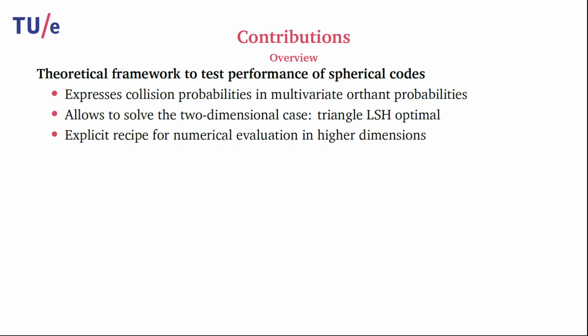Okay, so just to summarize the results that I mentioned here, and this is also the last slide, to give you an overview of the contributions. First of all, there's a theoretical framework to test the performance of any spherical code, where we express the collision probabilities that we care about in terms of these multivariate orthogonal probabilities of multivariate Gaussians. This actually allows us to solve the 2-dimensional case explicitly, and we can conclude that triangle hashing is actually optimal there. And it also gives you a recipe to at least do a numerical evaluation of the exponents rho that you get in higher dimensions.